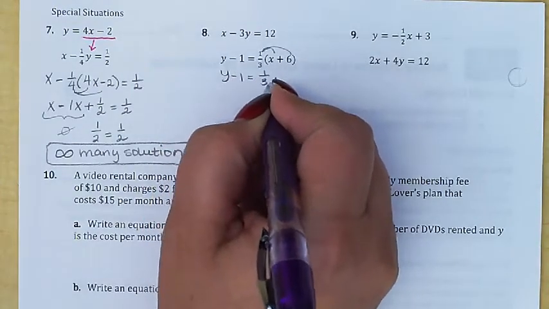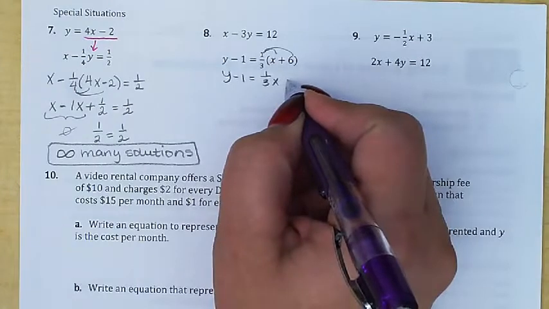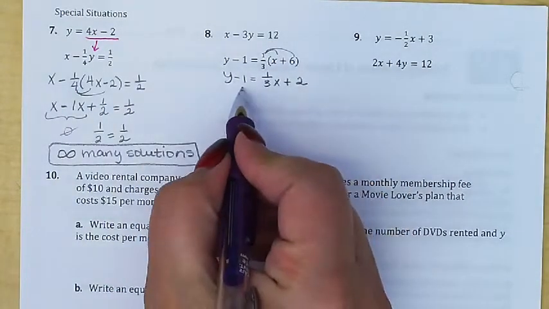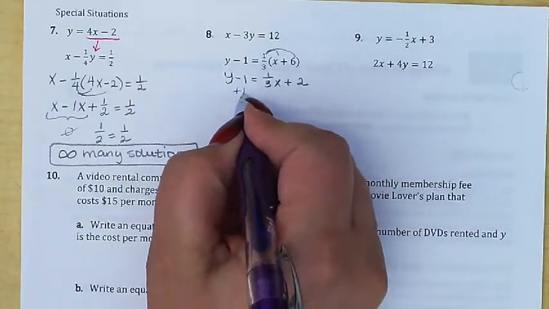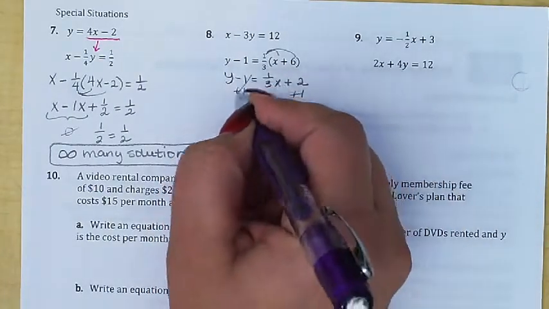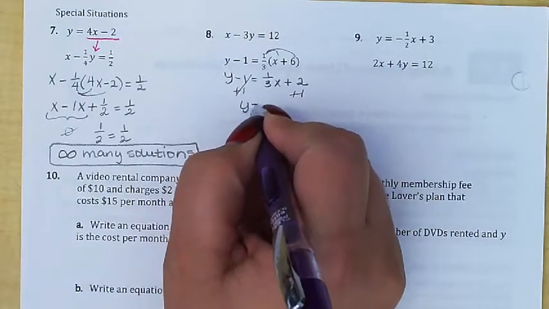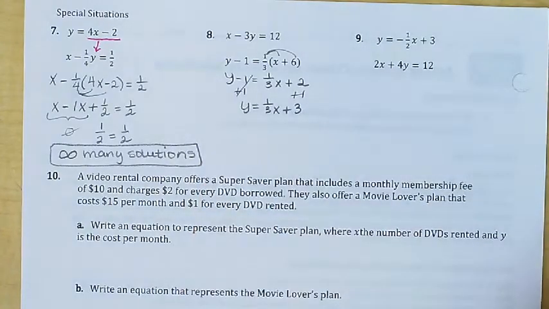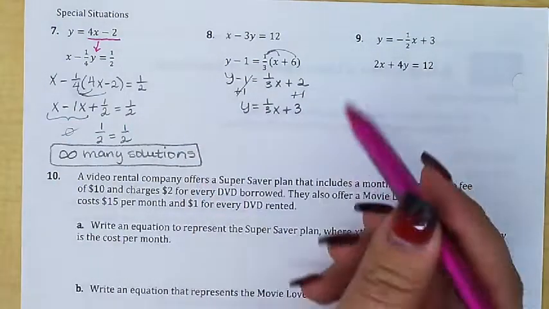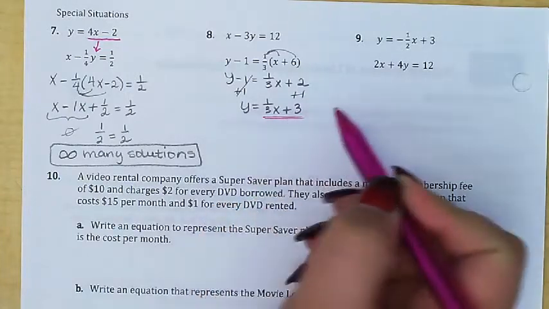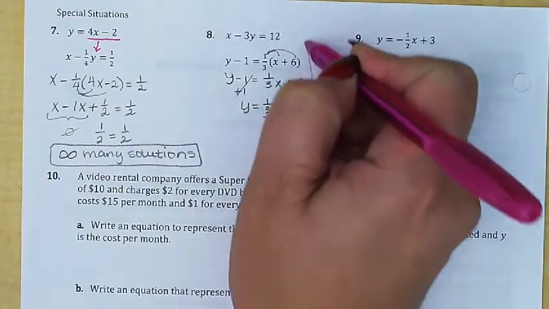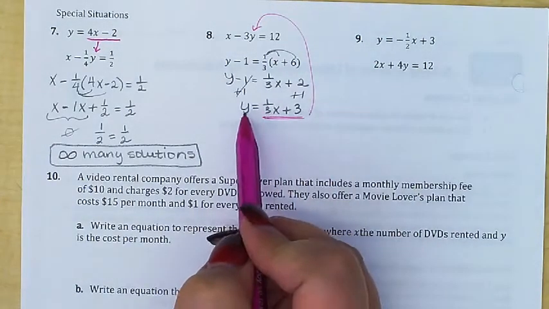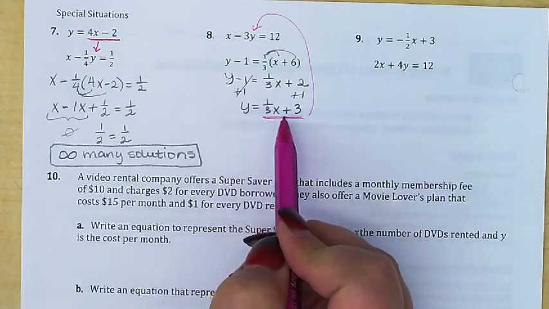So when I do that, I get 1/3 x, and then 1/3 times 6 is 6/3, which is just 2. And then I'm going to get y by itself by moving that 1 out of the way. So now I have y equals 1/3 x plus 3. And since that y is by itself now, I can take this expression and insert it for y in the other equation.